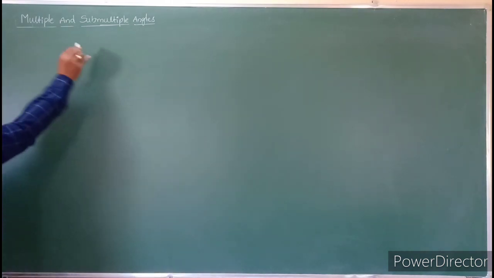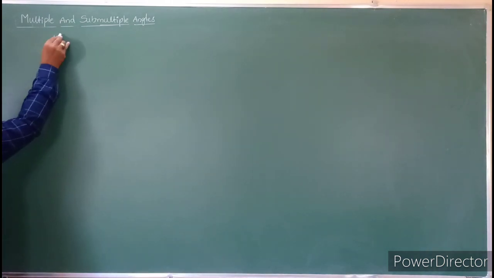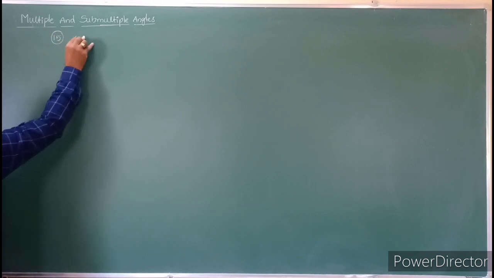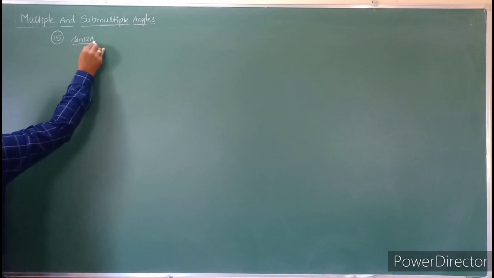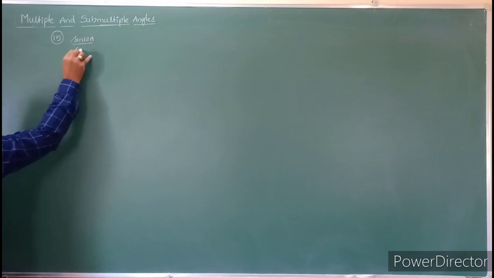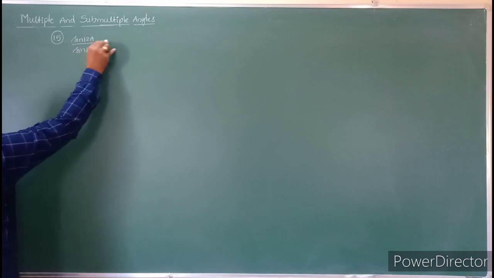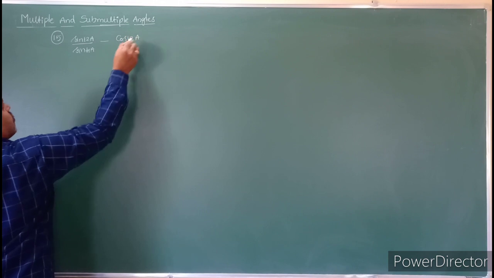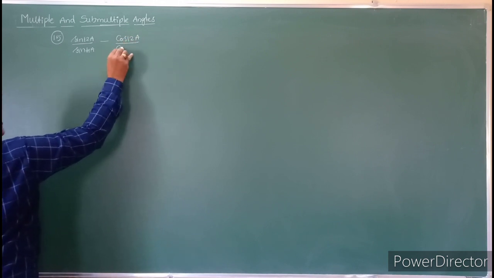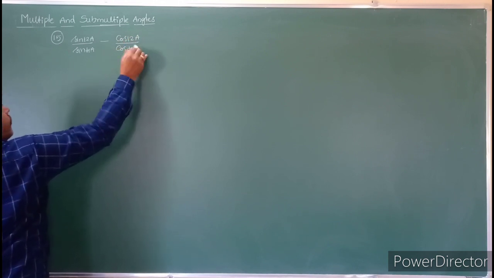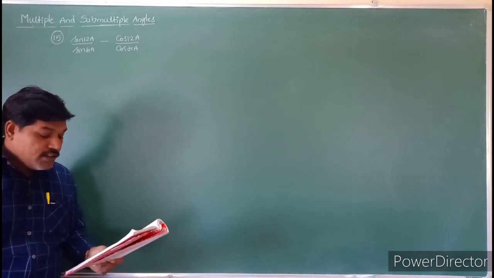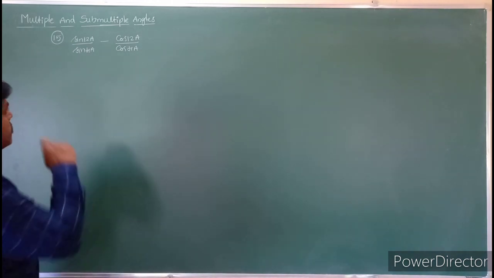So what is question number 15? So sin 12a by sin 4a minus cos 12a by cos 4a. So this is the value they are asking. Okay. So see this question, students.